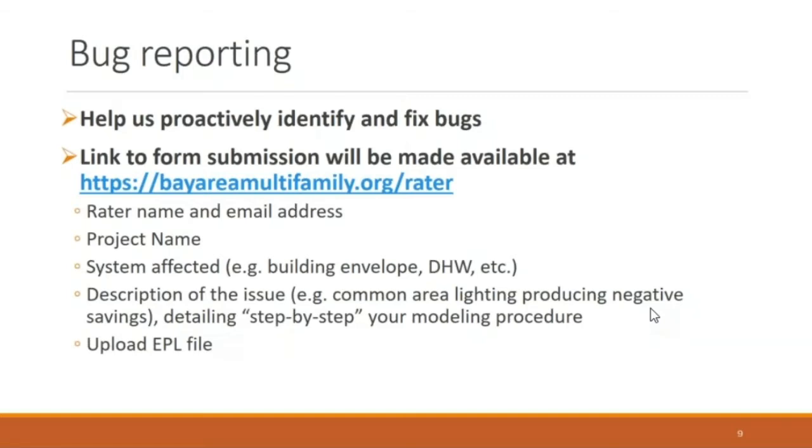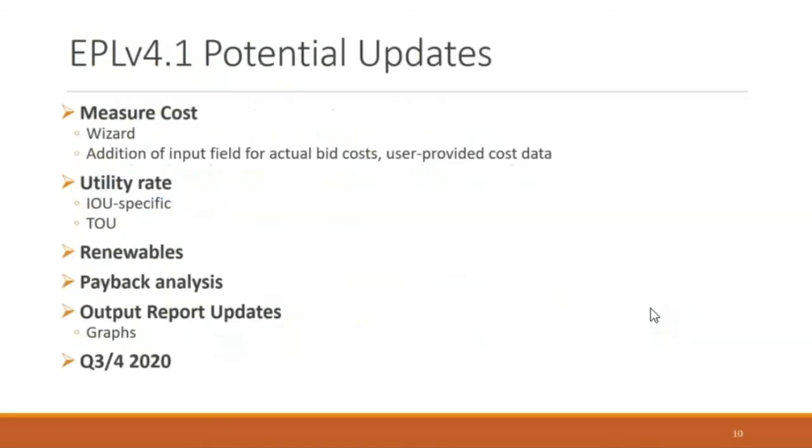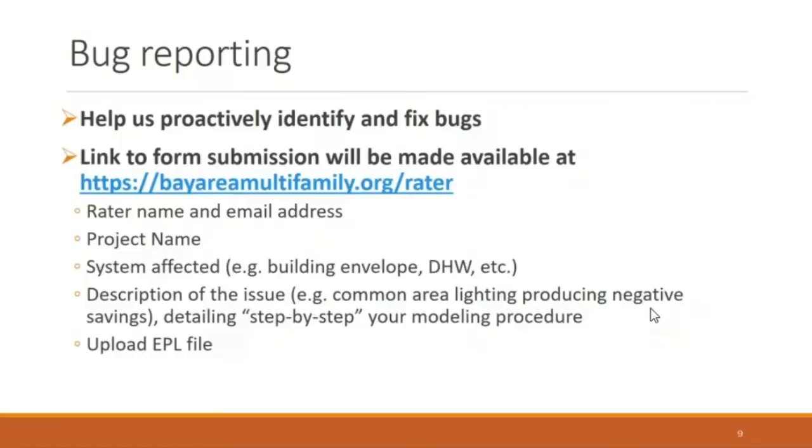So I'm going to make a form available at this website where when you click on it, it leads you to a form and you'll be able to enter your name and email address, the project name, what you're trying to model, the system being affected, and the description of the issue with a step-by-step bulleted list, however you want to do it, detailing how you modeled it and what you're experiencing that you think is limiting, or what error you're getting from the tool, anything that's not providing you the ability to model the existing building properly or the efficiency measures. And you'll want to upload the EPL file as well. I'll put a link into the Radar page later this week.